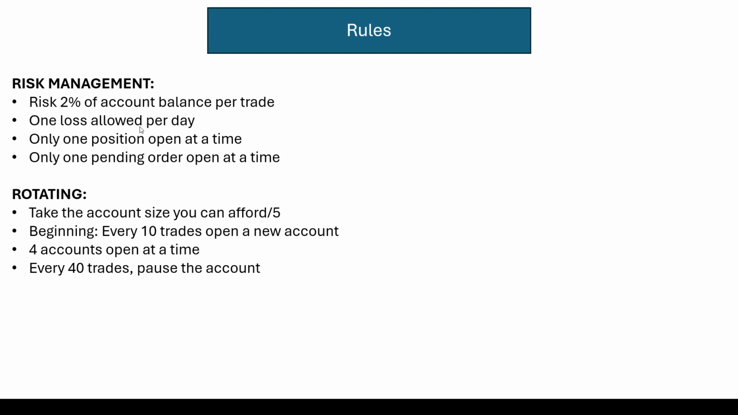Moving on to the second rule, if you're going with this 2% of account balance per trade risked, you want to only allow 1 loss per day. Makes sense, right? If you were risking 2% times 5, you can rapidly blow your account. Going with these two previous points, you only want to allow 1 position open at a time and only 1 pending order open at a time.